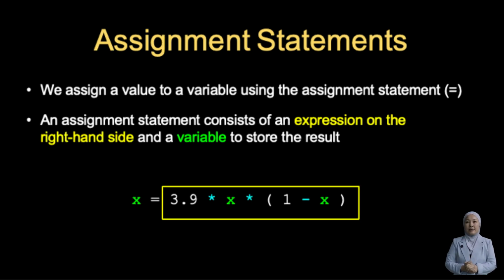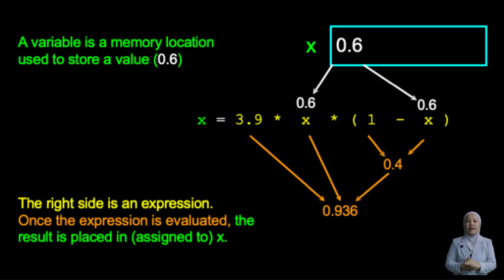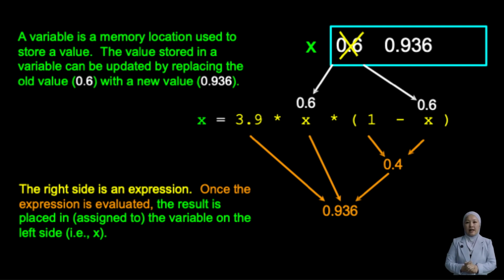Let's dissect the assignment statement more carefully. It always works right to left. The expression on the right-hand side of the equal sign is evaluated first. This expression can be as simple as a constant or as complex as a formula. Once the value of that expression is computed, it is then stored in the memory location named by the variable on the left-hand side. In the first diagram, the expression 0.6 is evaluated. It's just 0.6 and placed into x. Later in the second diagram, a new expression, 3.9 * x * (1 - x), is evaluated. Crucially, this uses the current value of x, which is 0.6, to compute a new result, 0.936. That new result then replaces the old value in x. The left side variable is the target. The right side expression is the source of the new value.